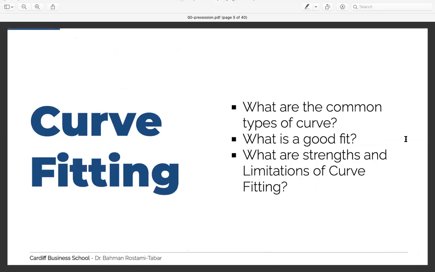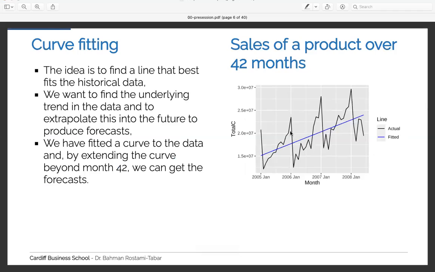Okay, let's talk about curve fitting. So we will discuss what are the common types of curves, what is a good fit, and then what are the strengths and limitations of curve fitting. Basically, when you talk about forecasting, this is probably the first thing that comes to mind. We have historical data, let's fit a curve on this, and then use it for forecasting into the future. So the idea of curve fitting is to find a curve that fits the historical data. And then after that, we want to extrapolate that line to forecast the future, okay?